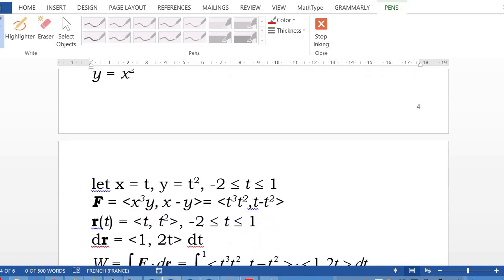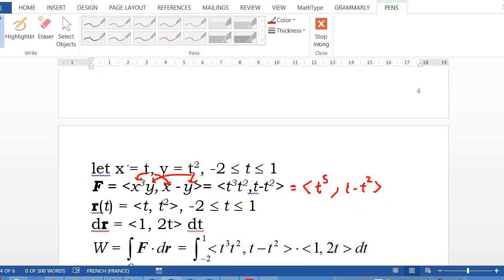Okay, and given F is x cubed y i plus x minus y j, if we plug in x is t and y is t squared, t cubed multiplied by t squared. So for F, component i is t to the power 5. Plug in x is t, y is t squared, for component j you have t minus t squared.